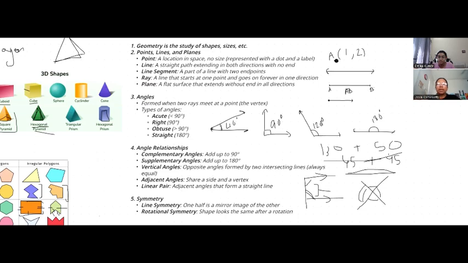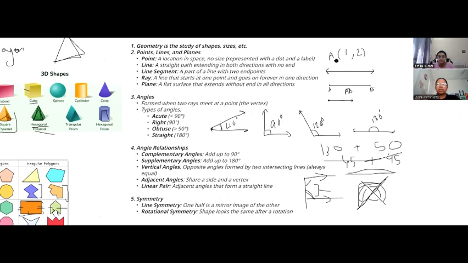Yeah. And you can also make another observation that if you look at this line here, right? You can say that everything here adds up to 180 degrees because it's a straight line angle. And then we have adjacent angles. These share a side and a vertex. So what do they mean by that?